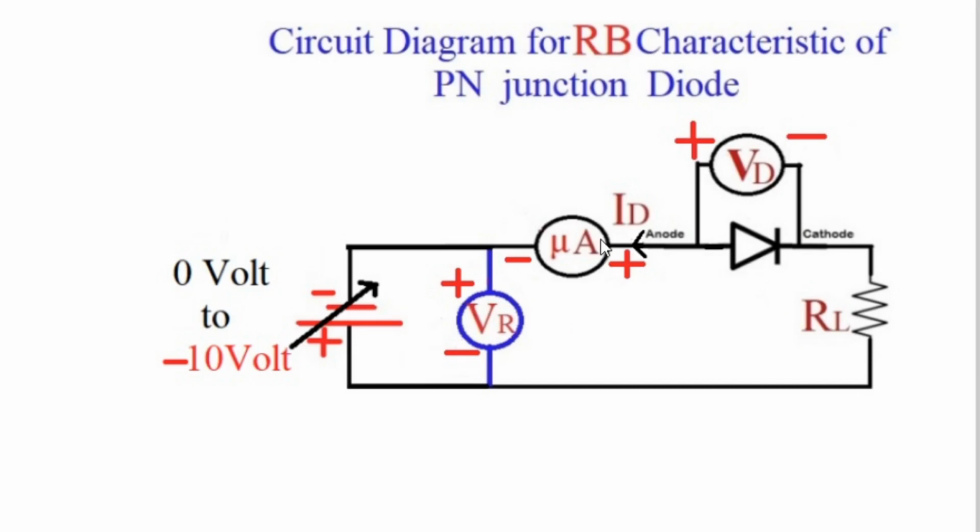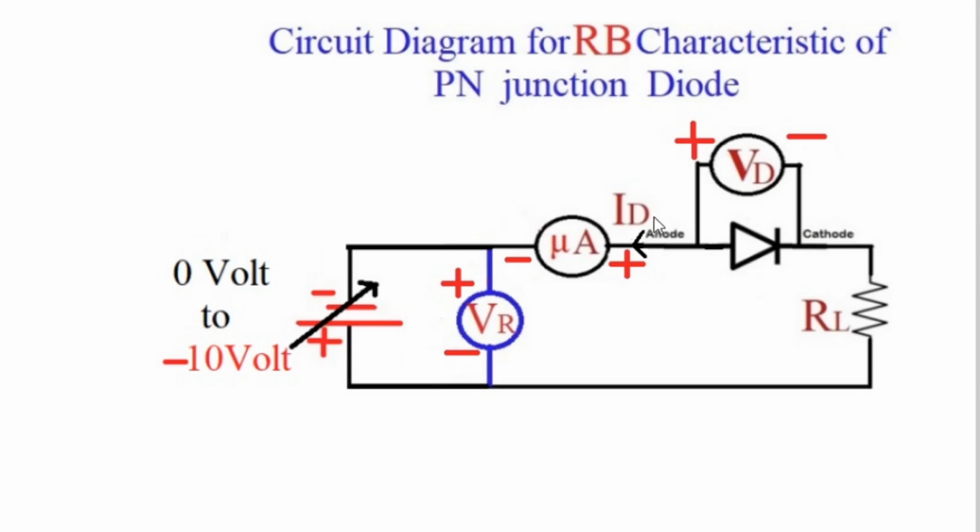And one more change is here. See, the current meter is connected in series to the diode only, because whatever current is flowing through the diode, that we want to measure. The negative of the current meter is connected to the negative of the battery. And remember, this current meter measures reverse current. See the direction of current: reverse current flows from cathode to anode of the diode, because the diode is reverse biased. This current meter measures reverse current flowing from cathode to anode of the diode.